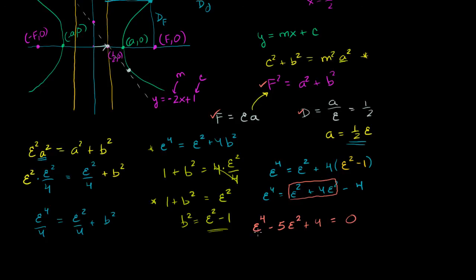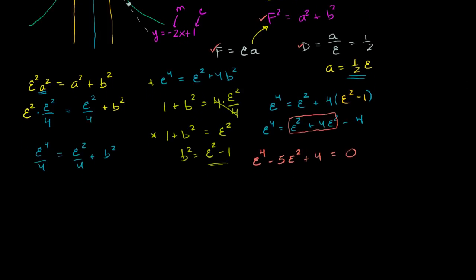And now we just have to solve for eccentricity. At first, this might seem complicated, but this is actually a very factorable polynomial. Think of 2 factors of 4 that add up to negative 5. And hopefully, negative 4 and negative 1 pop to mind. So we can actually factor this, no quadratic formula necessary. This is factorable into epsilon squared minus 4 times epsilon squared minus 1. Negative 4 times negative 1 is positive 4. If you add the two, you get negative 5.